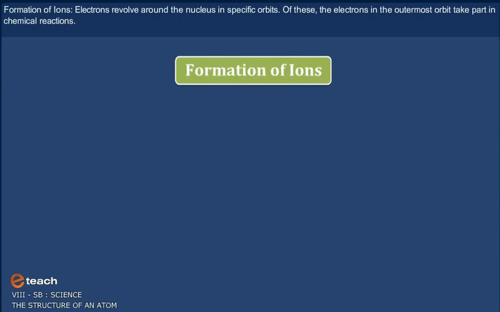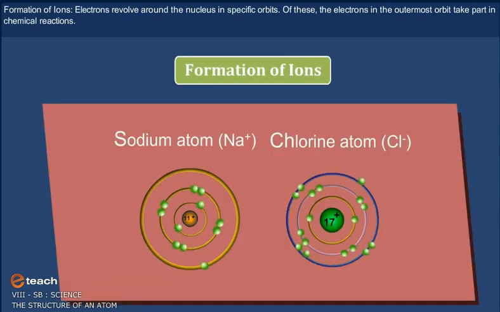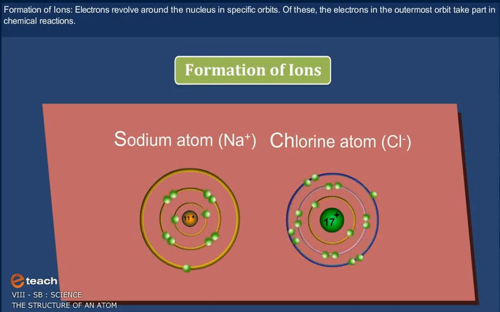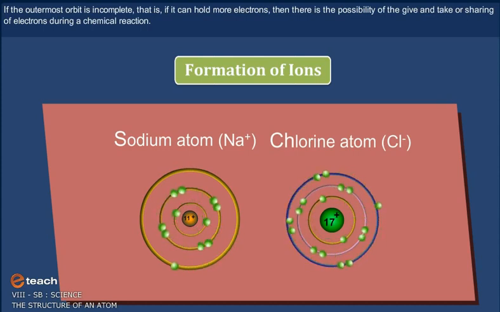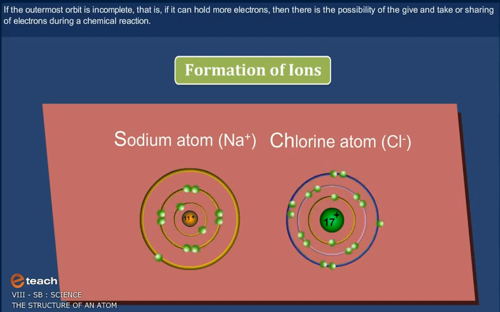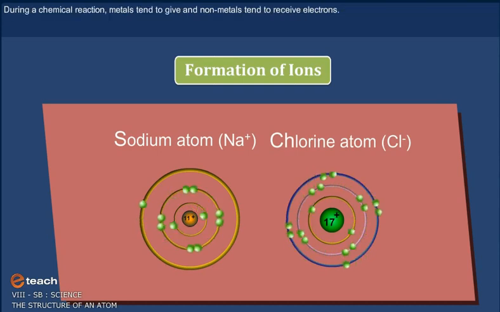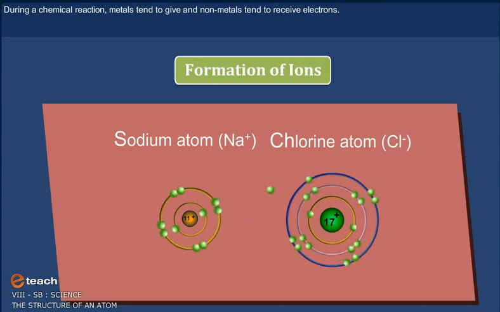Formation of ions. Electrons revolve around the nucleus in specific orbits. Of these, the electrons in the outermost orbit take part in chemical reactions. If the outermost orbit is incomplete, that is, if it can hold more electrons, then there is the possibility of the give and take or sharing of electrons during a chemical reaction. During a chemical reaction, metals tend to give and non-metals tend to receive electrons.